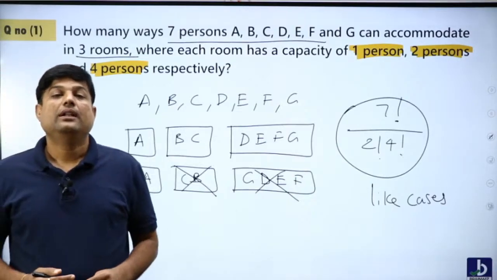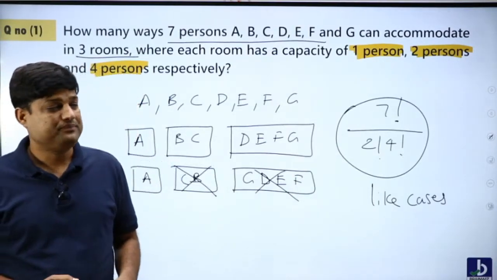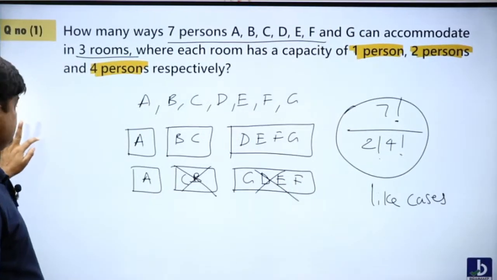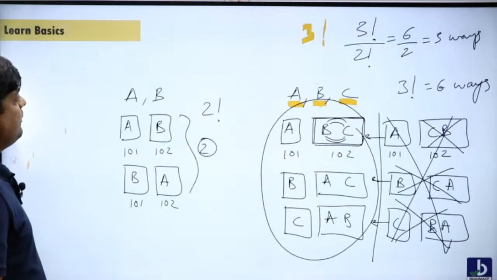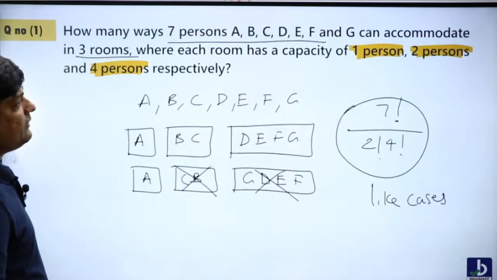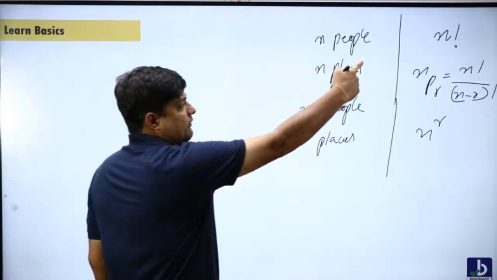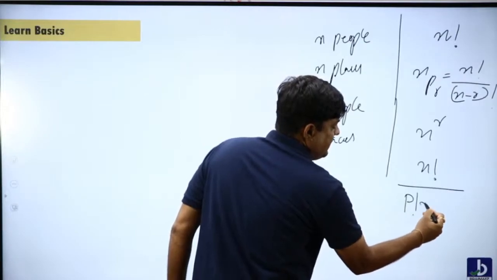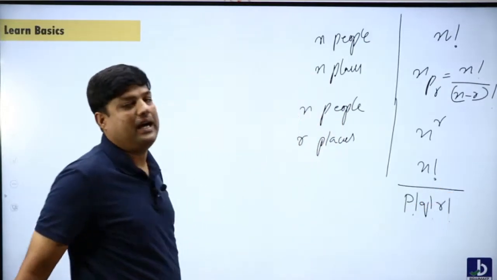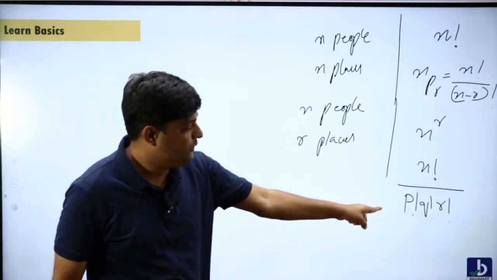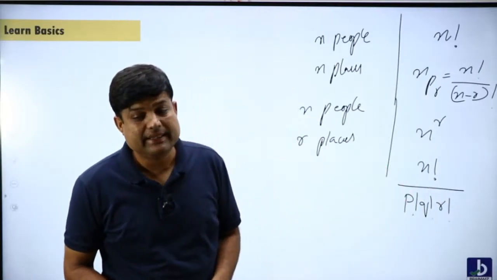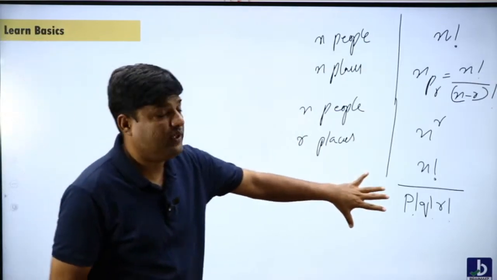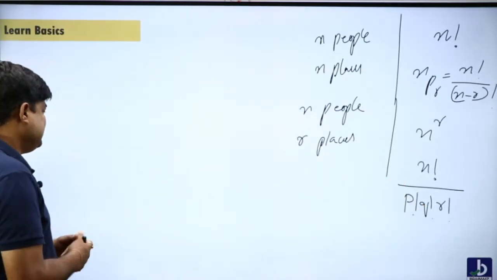Now let's try to move forward everybody. Suppose he told you one more small question here. For example, here what we have done is: n people, n places, n factorial. Suppose you have n people with some like cases, we are supposed to divide by p factorial, q factorial and r factorial. Remember everybody. We divide all these whenever we have like cases. Are you understanding everybody? So this is what we have to apply whenever we have like cases. Clear?